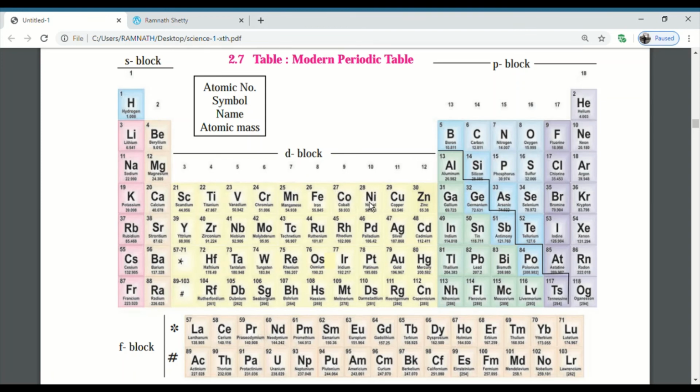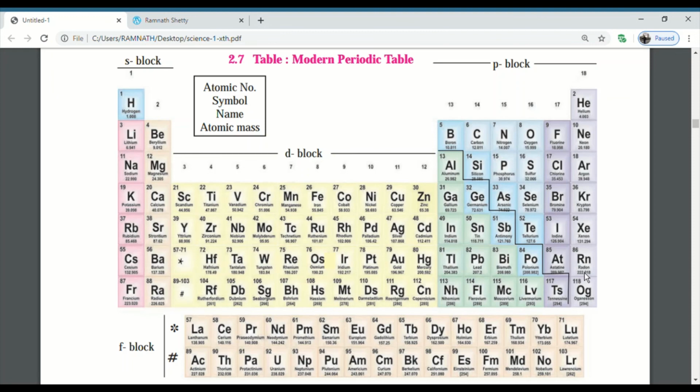Then the periodic table of Mendeleev had a problem with zero group elements, which were not there at that time, but in the modern periodic table, the zero group elements are placed at the extreme right. As you can see here, they are at the extreme right, that is helium, neon, argon, krypton, xenon, radon.